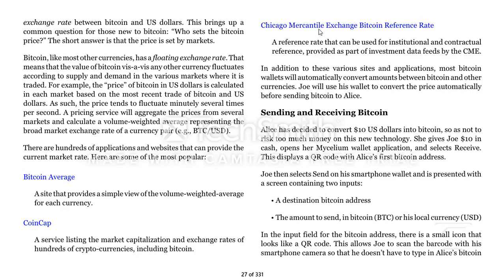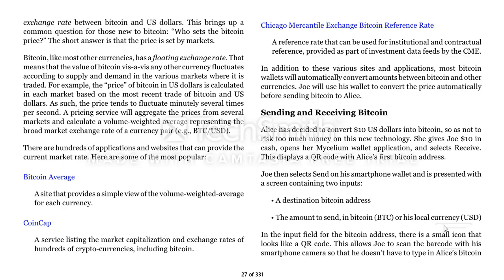Sending and receiving Bitcoin. Alice has decided to convert $10 US dollars into Bitcoin, so as not to risk too much money on this new technology. She gives Joe $10 in cash, opens her Mycelium wallet application, and selects Receive. This displays a QR code with Alice's first Bitcoin address. Joe then selects Send on his smartphone wallet and is presented with a screen containing two inputs: a destination Bitcoin address, and the amount to send, in Bitcoin, BTC, or his local currency, USD.